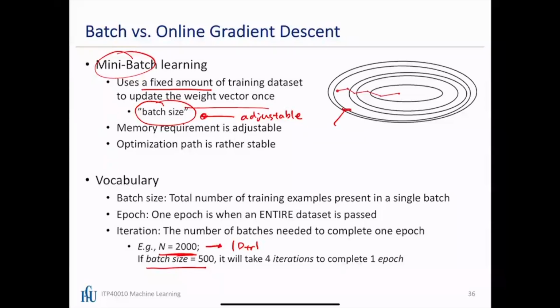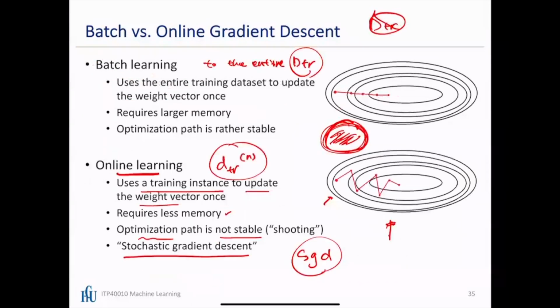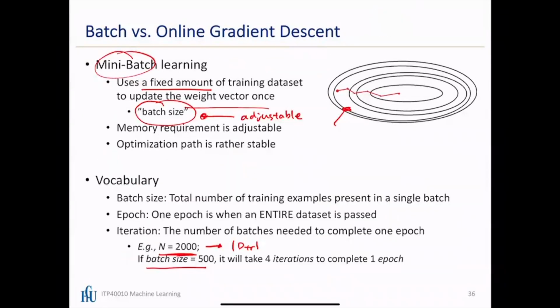And like you see in the diagram, in this illustration, the fluctuation is still there. But compared to the online algorithm, the fluctuation is much smaller. And we are still heading towards the center point steadily. So this is very practical, and these days people use mini batch most of the time, especially with neural networks.